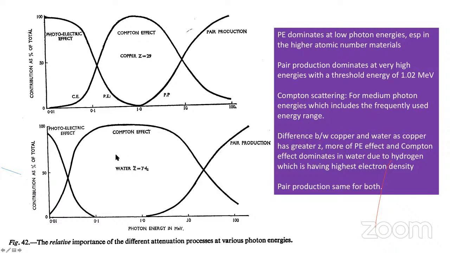Water is more relevant for us because this is what the human body is made up of, except for some bones. So for a large range, it is the Compton effect which dominates. Pair production is there, but only in a very small quantity. So this is what it sums up: photoelectric at low energy and high atomic number material. I think I've already mentioned all this in the box. So, okay.